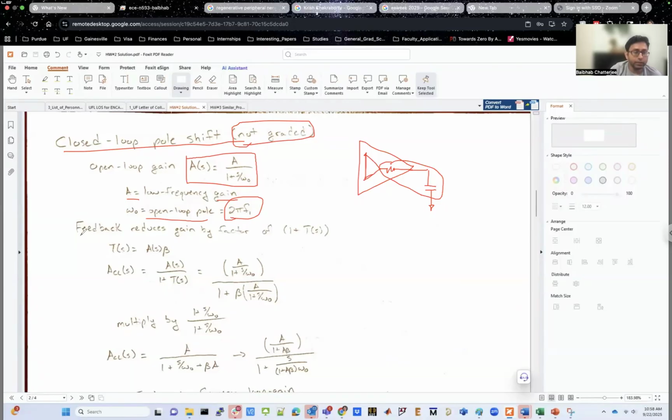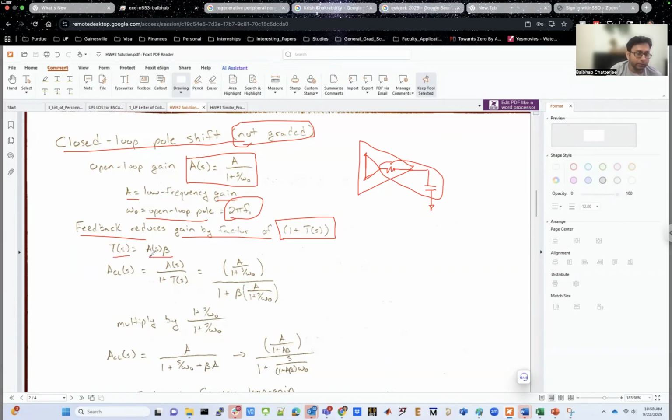Now you already know that feedback reduces the gain by a factor of 1 plus A beta. You already know that if your open loop gain is A, your closed loop gain becomes A divided by 1 plus A beta. Again, in feedback, we learned that. Now, your loop gain is T, which is A times beta.